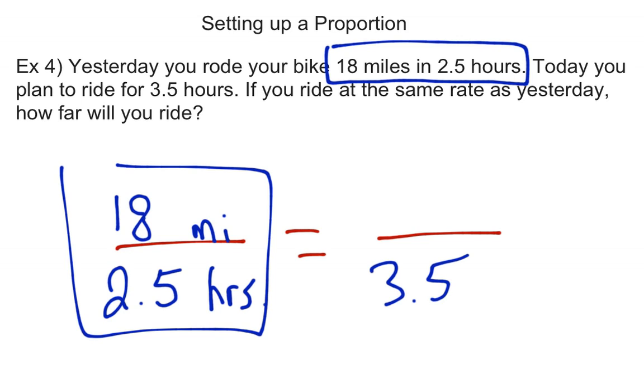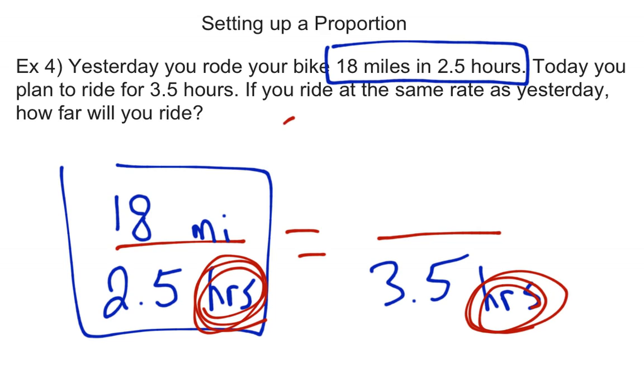I'm going to tell you this. The whole key to setting up proportions is that your labels have to match. If hours are on the bottom over here, they have to be on the bottom over here. If miles are on the top here, it's going to be miles on the top here. So you set them up so that they match each other. So there's the setup to our proportion. We have 18 over 2.5 equals, we'll call that x. We don't know how many miles we're going to ride the second day.